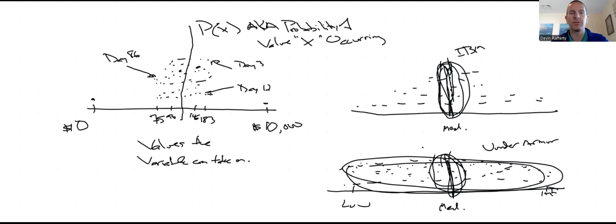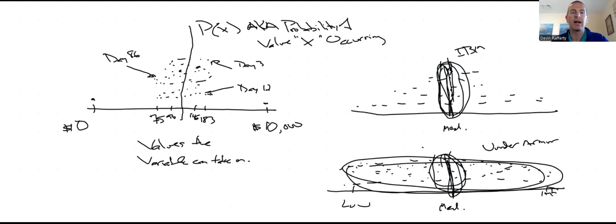Measures of location answer: where is most of my data located? Where's the center of the data? Well, the center of IBM is right here, and the average of Under Armour is also right there. It's in the middle. But how spread out is it? For Under Armour, its data is way more spread out than IBM's. So we need not just the center, but a measure of how spread out it is.